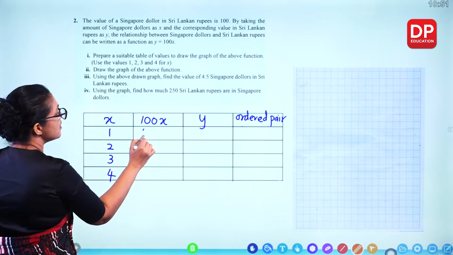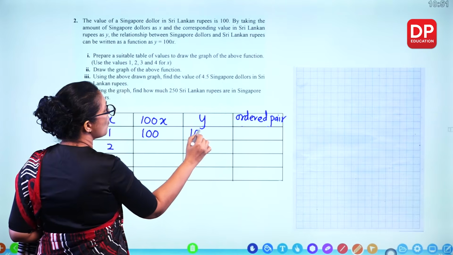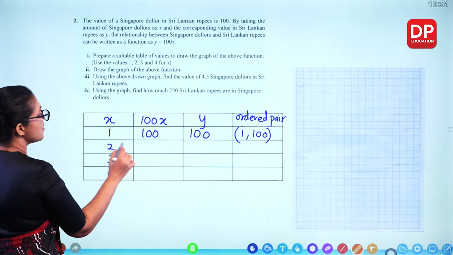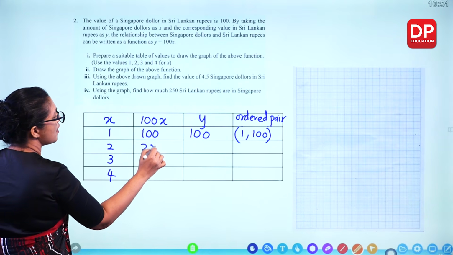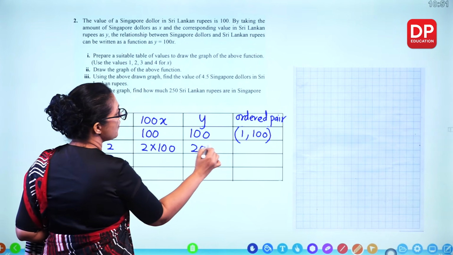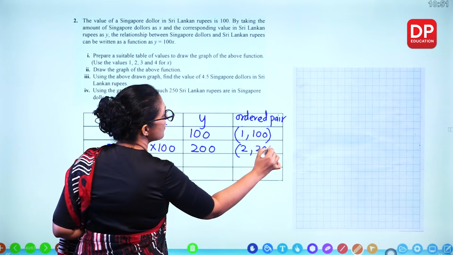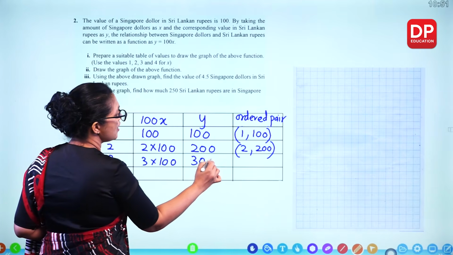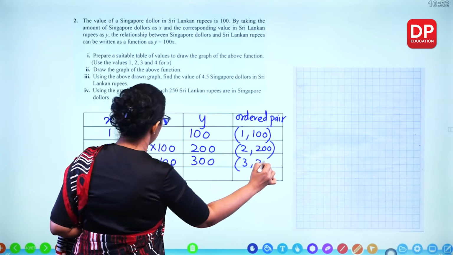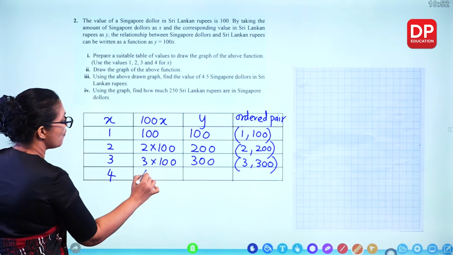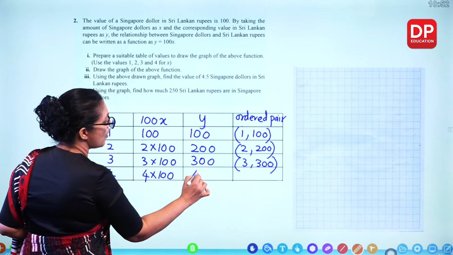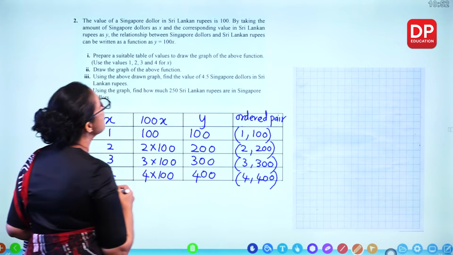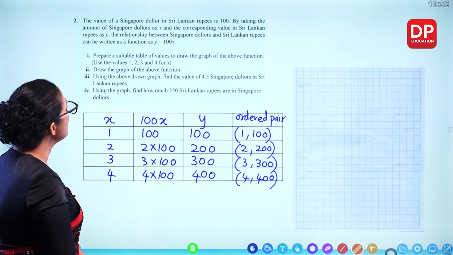One times 100, 100. So that's y. So you get 1 and 100. X equals 2 times 100, 200, 2 with 200. 3 with 100, 300, 3 and 300. 4 with 100, 400. So you get 4 and 400. That's the table. Draw the graph of the above function.